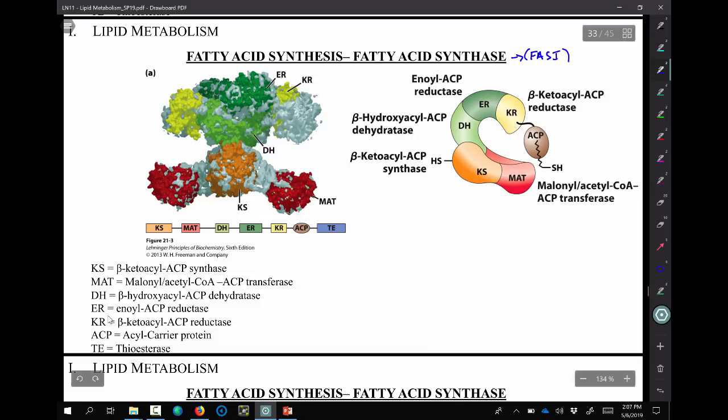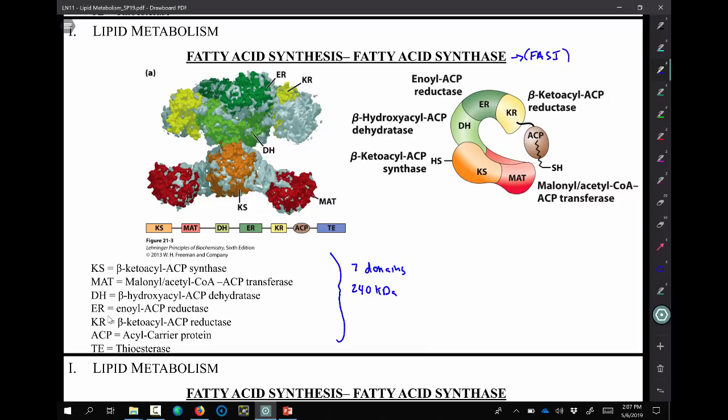There are a total of 7 domains in the enzyme, all of them listed here. I do not expect you to memorize the names of these. We'll look at the function of some of these, not all of these, in this process. But those are 7 domains. It is a 240 kilodalton protein, 240,000 grams per mole in its molecular weight. It's big, relative to other enzymes that you would find in the cell.